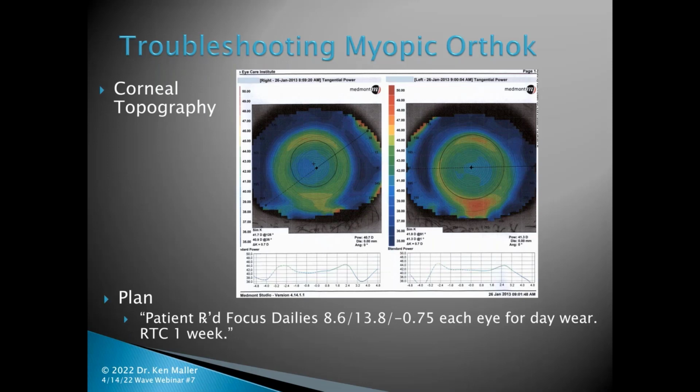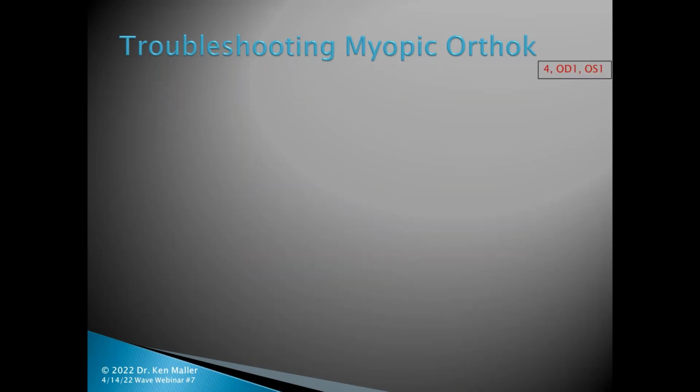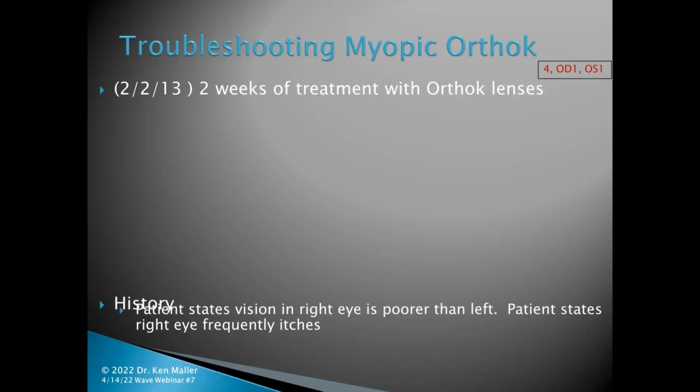Anyhow, at that point, the patient was given RX focused dailies for day wear because he was 1 diopter undercorrected, and they gave him -0.75 diopters in the dailies to get him by, and then recheck in 1 week. Okay, at the 4th visit, he's wearing OD number 1 and OS number 1. So this is 2 weeks of treatment with Ortho-K lenses.